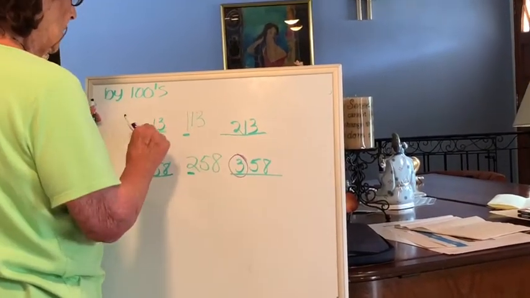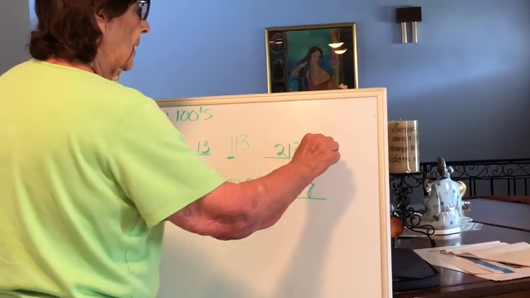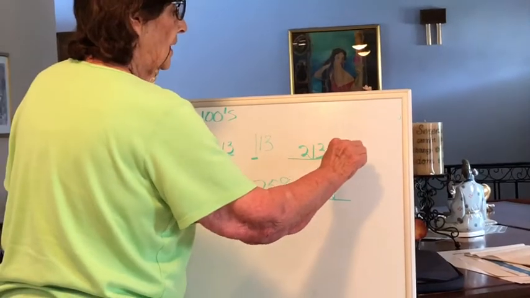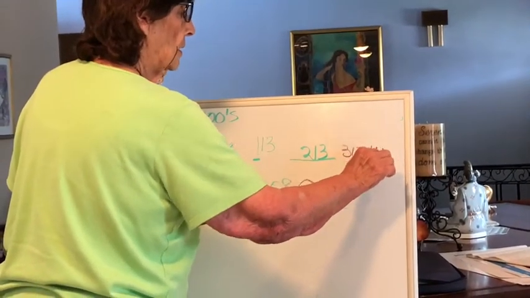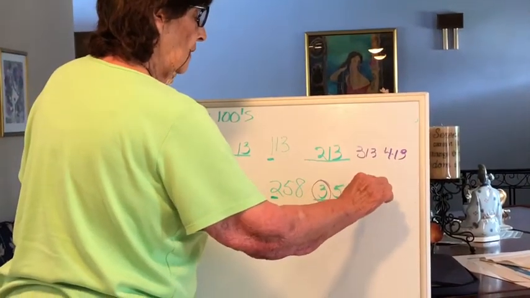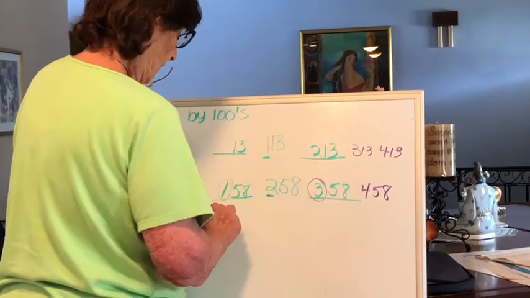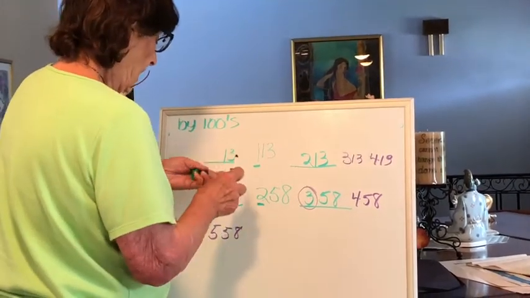Okay? So 13 and 100 more is 113, 100 more is 213. Then it would be 313. It would be 413. That's hundreds. All right, 158, 258, 358, 458, 558, that's 100 more, okay?